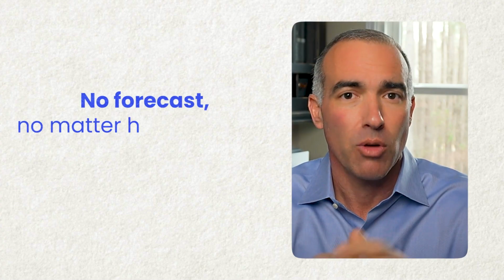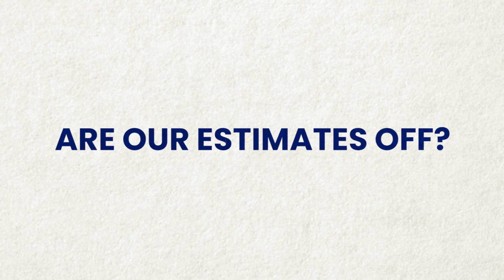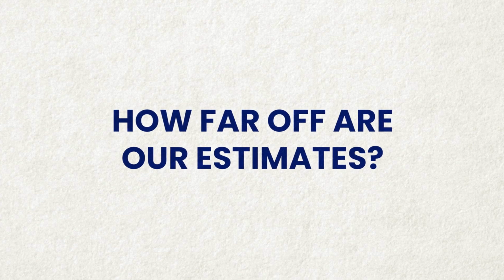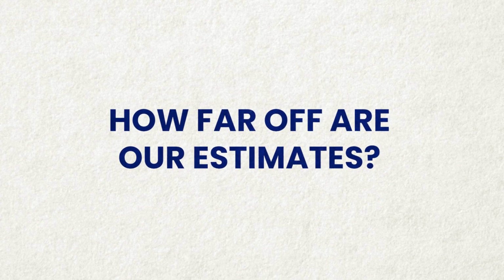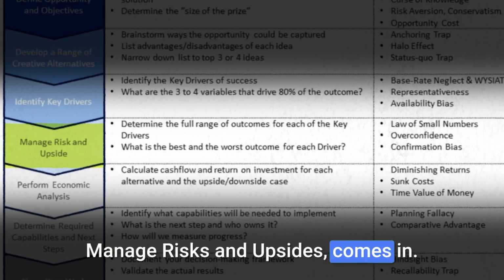No forecast, no matter how carefully constructed, will ever be exactly right. So the question isn't whether our estimates will be off. The question is how wrong they might be and whether we can still make a great decision despite that uncertainty. This is where Step 4, Manage Risks and Upsides, comes in.